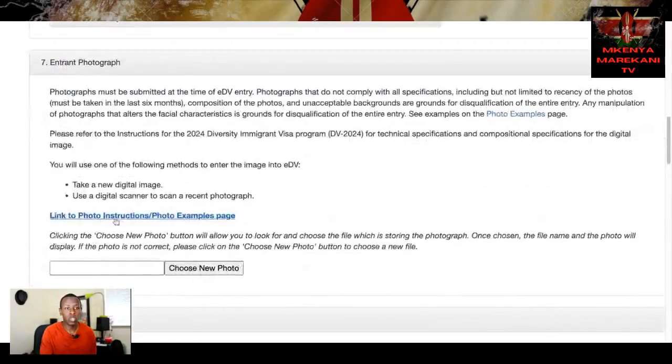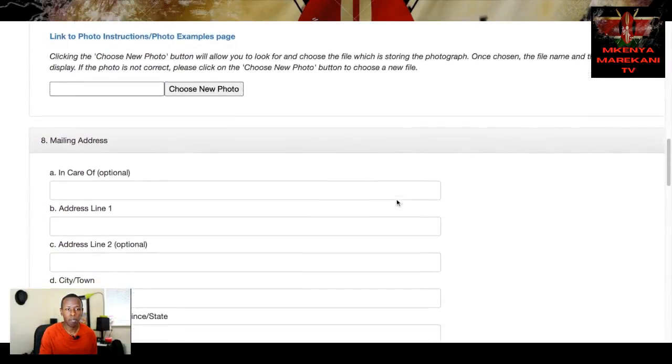Photos, you see, number 7 is fully detailed, because the photograph is very important. You can easily be disqualified just because of a picture. We don't want that. We want you to have a legit picture that can make you come to the US and make your dream valued.